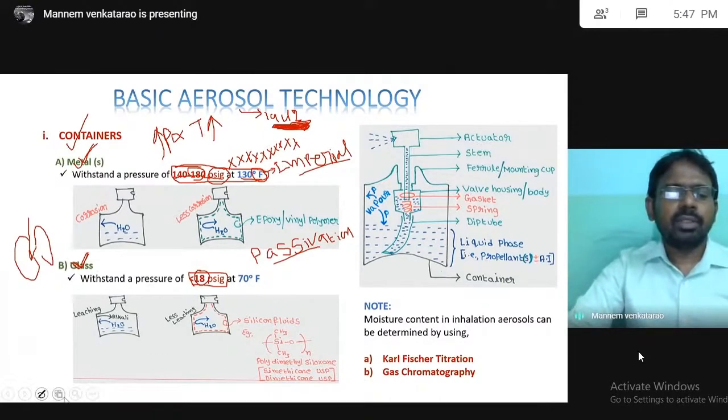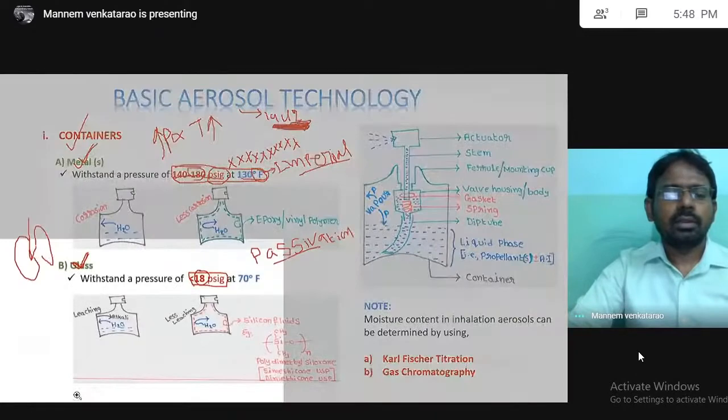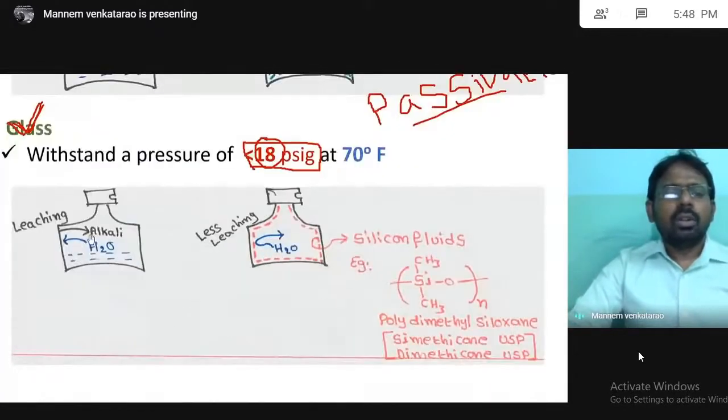Next, what is the problem with the glass? So this is the glass. What happens once this product contains moisture, water, and that water touches the glass surface? Once it touches the glass surface, alkali will be released into the product. Alkali means base, so the product pH will increase. Any change in color, flavor, anything, and the product is called unstable.